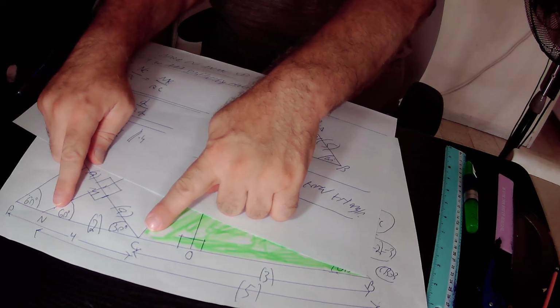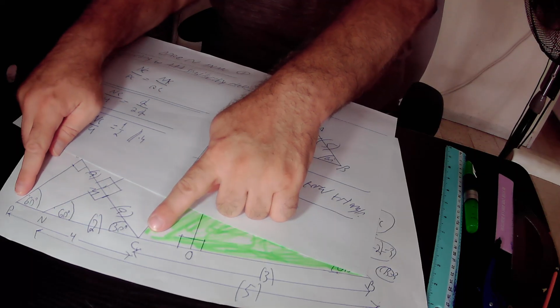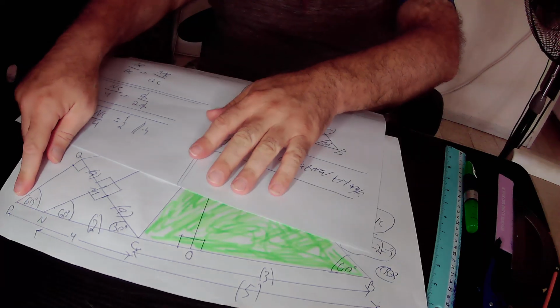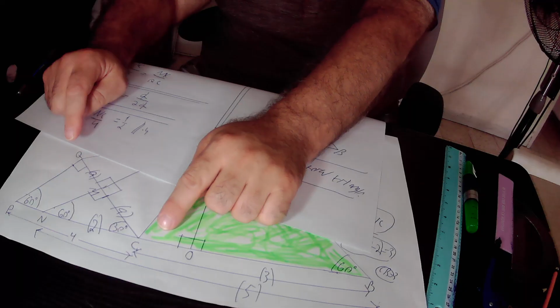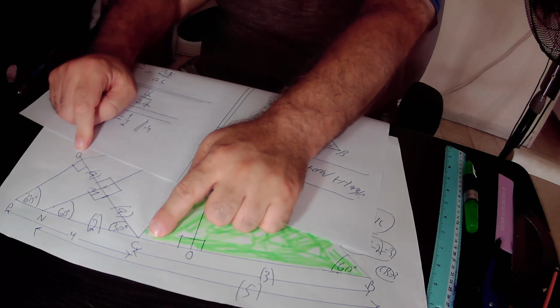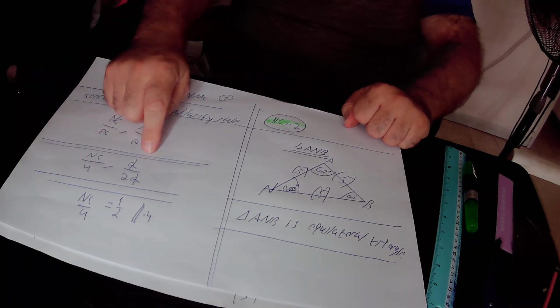NC is the missing side, so we write NC over PC. PC equals 4 units according to what is given in the question, and this is equal to MC over QC. MC equals A units according to our definition. QC equals A plus 8, it is 2A. So in total we found that NC over 4 equals A over 2A.